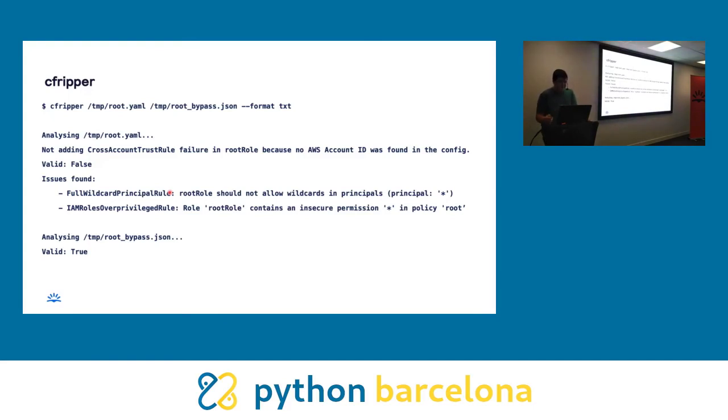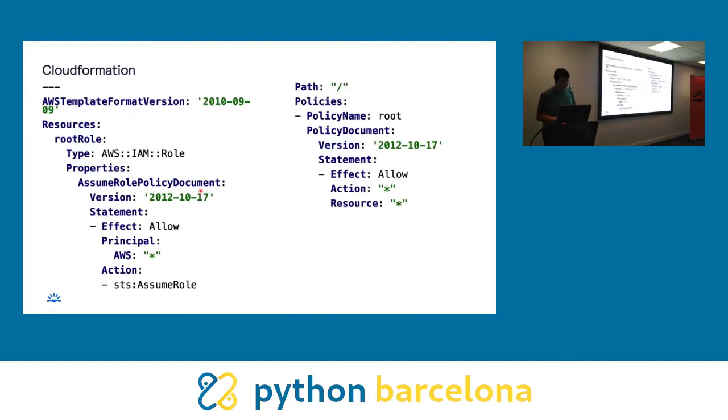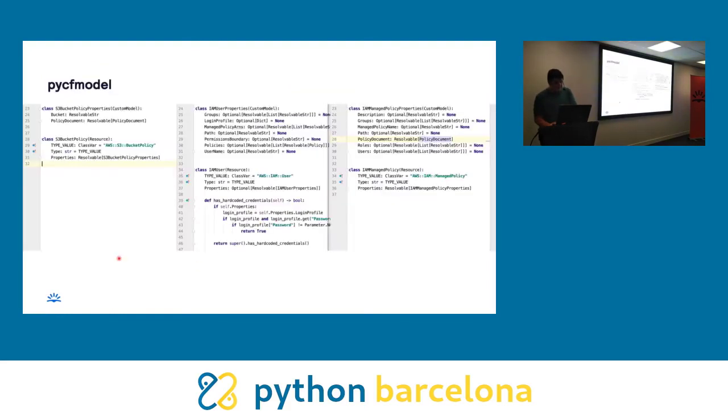We also have a command line tool that developers can use to run offline on their computers, and we can see here that they pass a template and the format of the output that we want, and we can see that this template is not valid because of the full wildcard principal rule. For this CloudFormation, we said that it has two security problems. One is that it allows anything on any resource, and it can be assumed by any person in AWS.